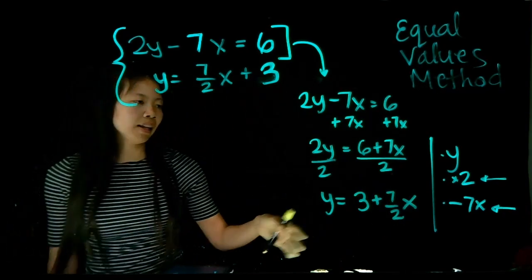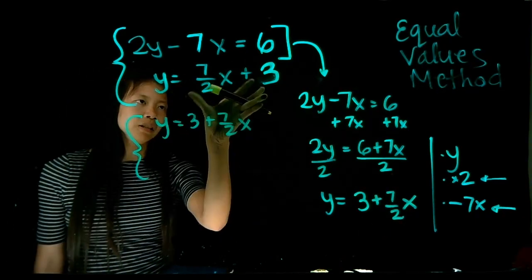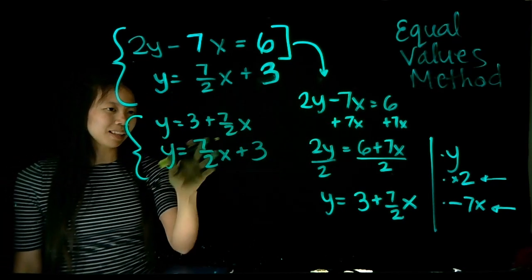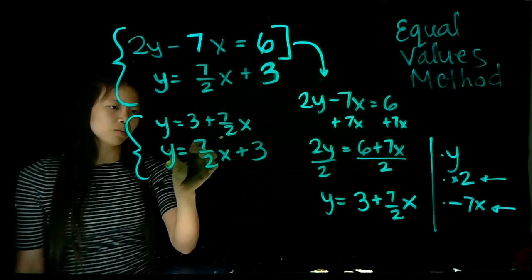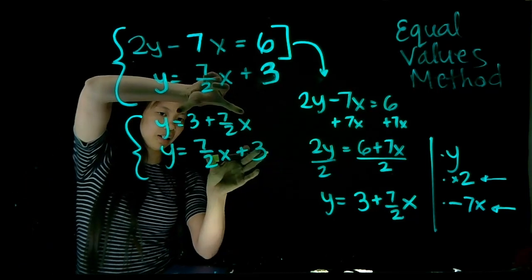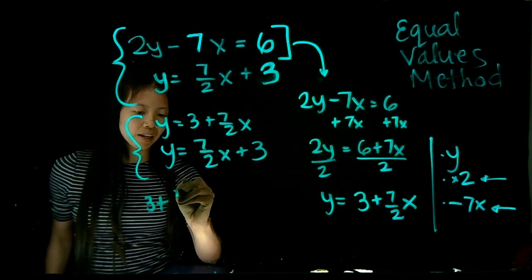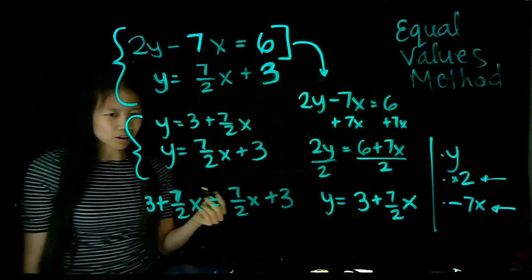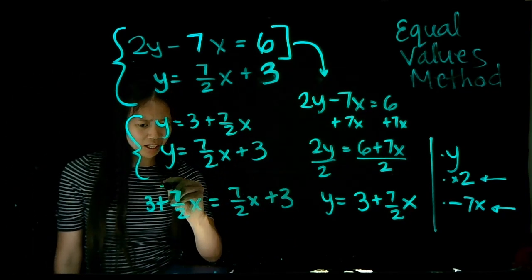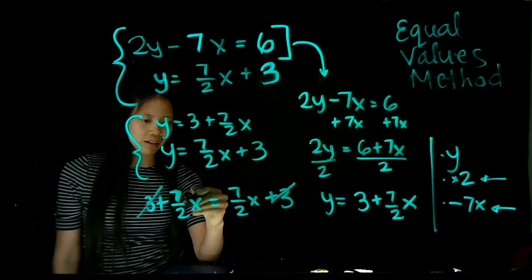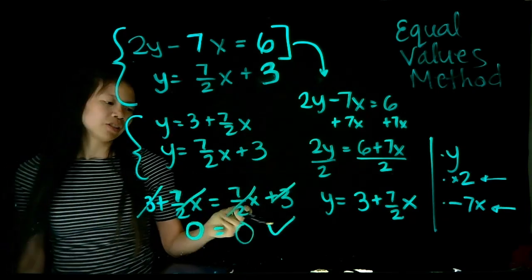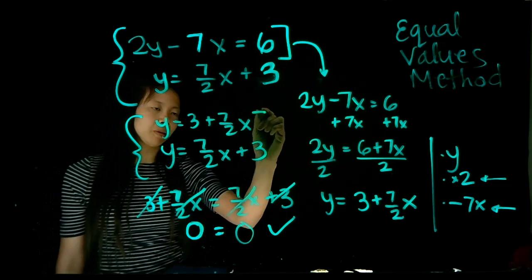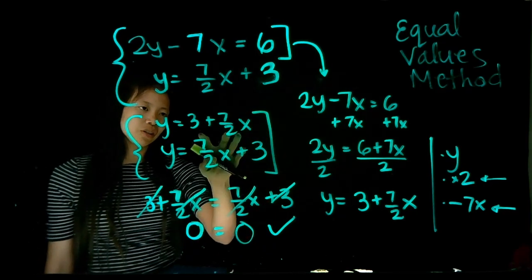All right, now that I have this equation, I'll rewrite it down here, still my bottom equation. If I do my equal values method, I'm going to set them equal to each other. So y equals this, y equals this. That means this has to equal this. So we have 3 plus 7 halves x equals 7 halves x plus 3. If I were to solve for this, I could subtract 3 on both sides. I could also get rid of the 7 halves x because that's the same thing on both sides. So we are left with 0 equals 0, which is a true equation. We can notice back up here when we rewrote it that these equations are the same.